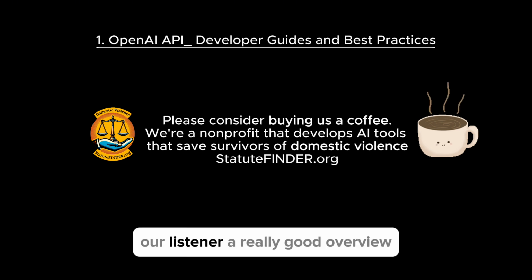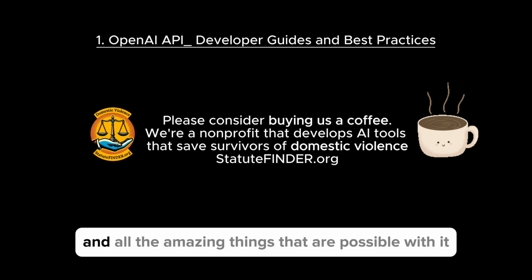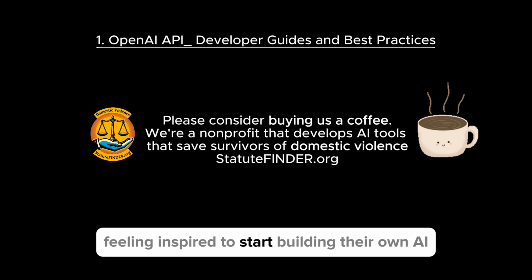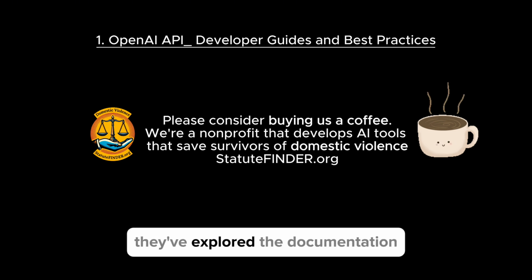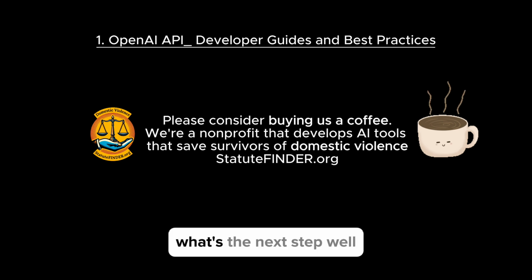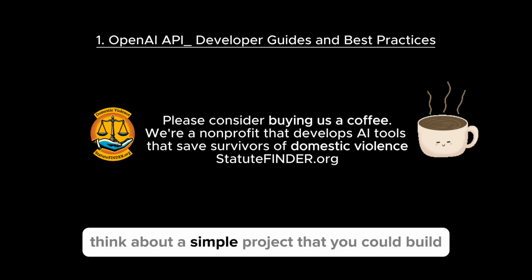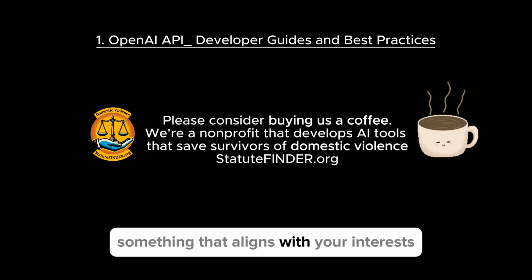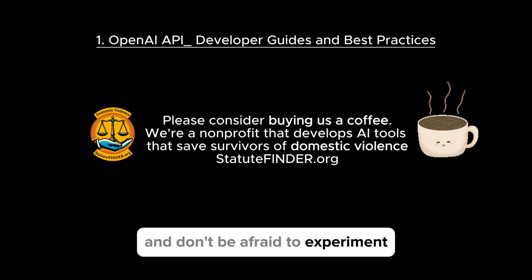But I think we've given our listener a really good overview of the OpenAI documentation and all the amazing things that are possible with it. I agree. And I hope our listeners feel inspired to start building their own AI applications. Me too. But where should they go from here? They've explored the documentation. They've got all these ideas swirling around in their head. What's the next step? Well, I think the best thing to do is to start small. Think about a simple project that you could build using the OpenAI API, something that aligns with your interests and your Python skills.